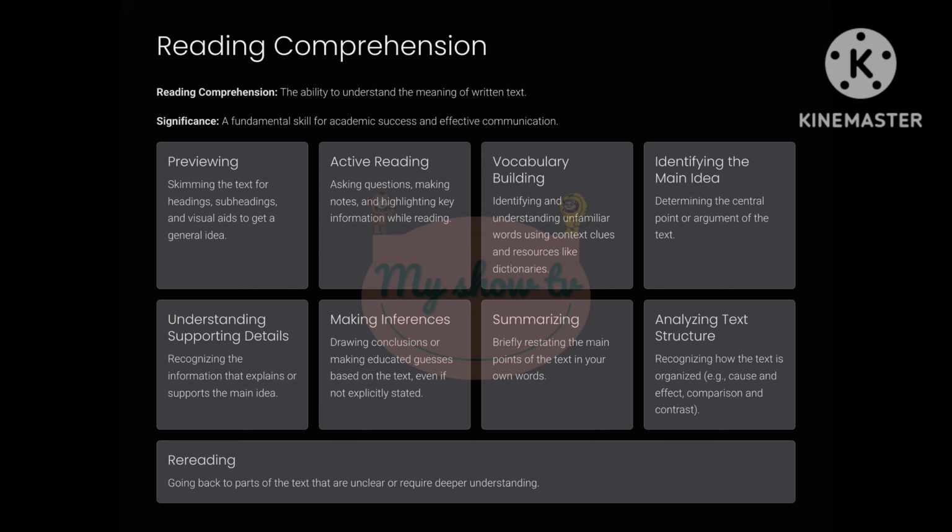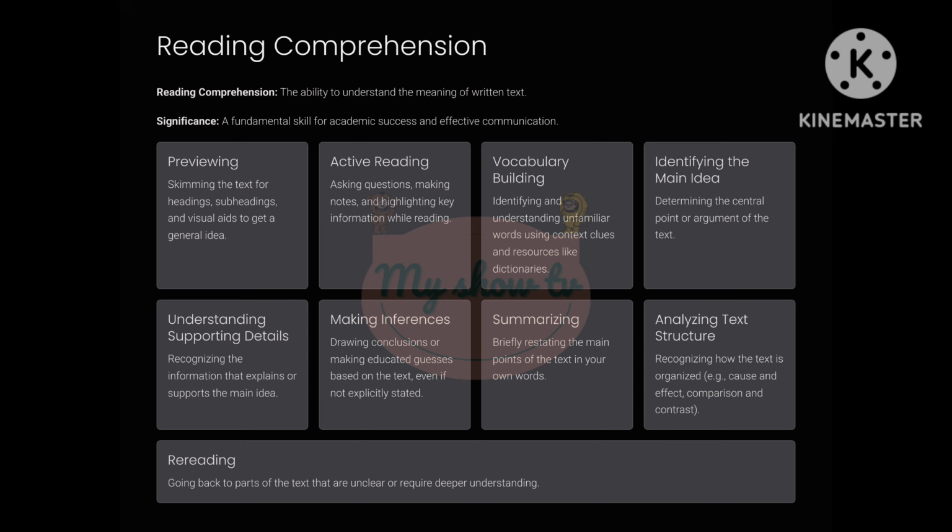8. Analyzing text structure. Pay attention to how the text is organized. Is it presenting a cause and effect relationship? Is it comparing and contrasting two ideas? Is it following a chronological order? Recognizing the structure can help you follow the author's train of thought and understand the relationships between different parts of the text.